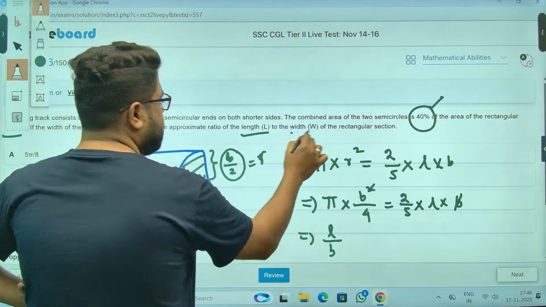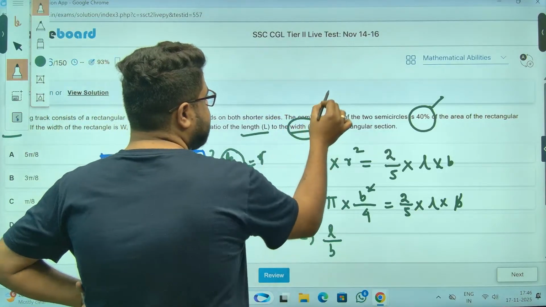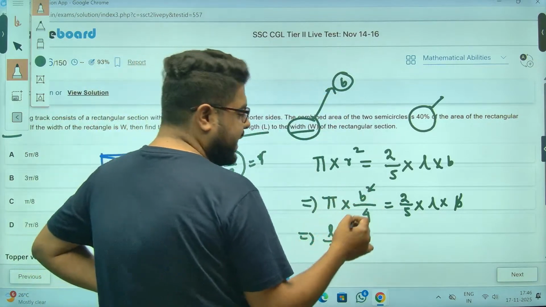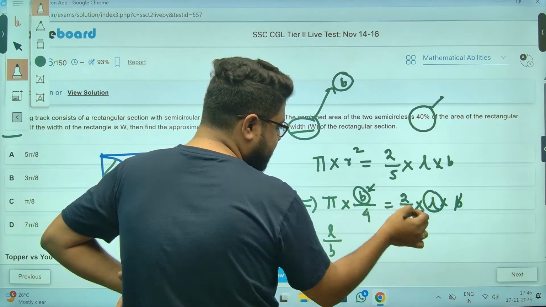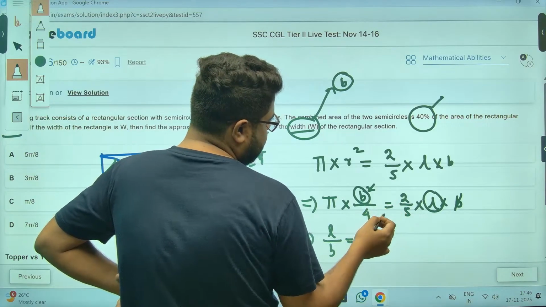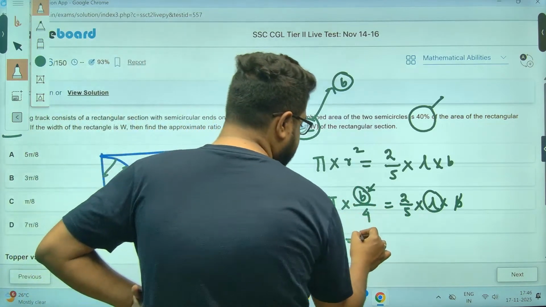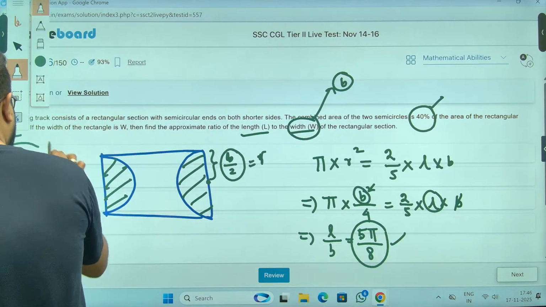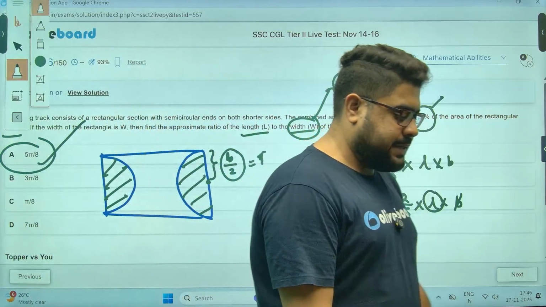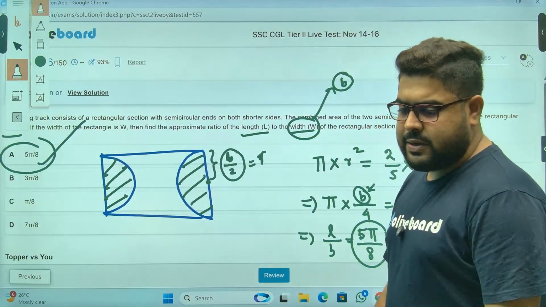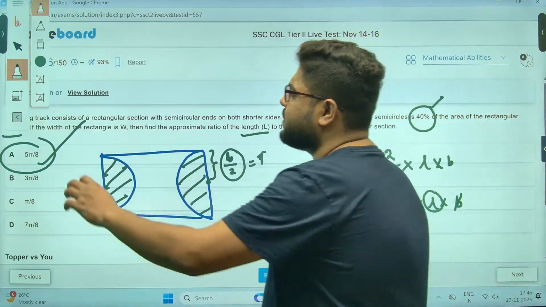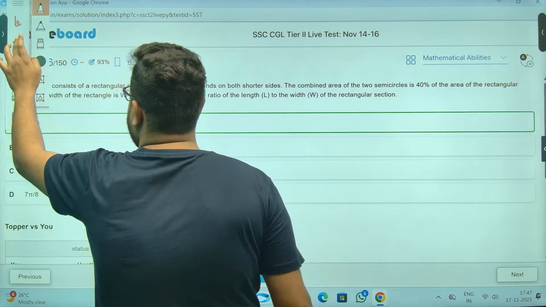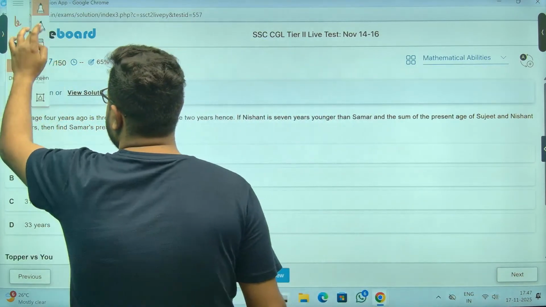They're asking what? Length to width. Width. B means this, huh? I have taken something wrong. Yeah, W lena tha, I have taken B, because we are so very much habituated. So L by W is, so this will be 5 pi divided by 8. That is my answer. 5 pi by 8, which is option number 1. You see, not a huge calculation or something, just a couple of steps, sir. Right? So again, next one, sir.